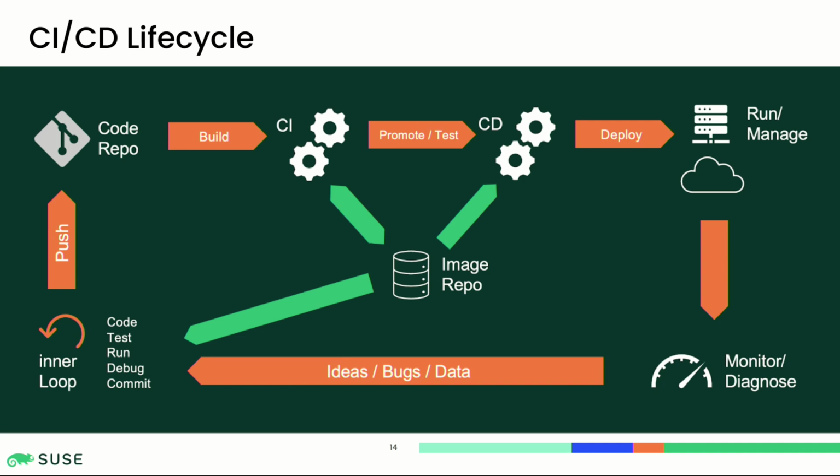And then we can build our new container image with our continuous integration pipeline. We can do the tests, we can deploy it to our test environment, and later on we can also deploy it to our production environment. From our production environment, we get the data back from our monitoring and diagnosis, and with those results we can go back to our local development.